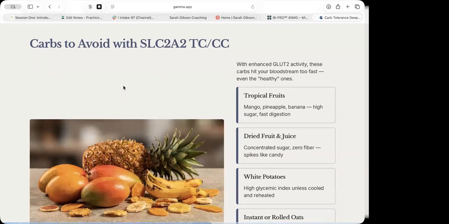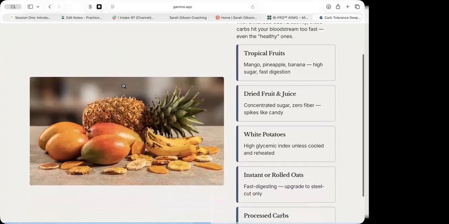If you have an impact on this gene, we want to be really thoughtful about some of those tropical fruits. This doesn't mean you can't have any of them, but when we're in the work of restoring glucose metabolism and repairing insulin receptors, we do want to be really thoughtful about limiting or avoiding a lot of the tropical fruits like mangoes and pineapples and bananas because those are high sugar, fast digestion. Those are great when you need energy fast, right?